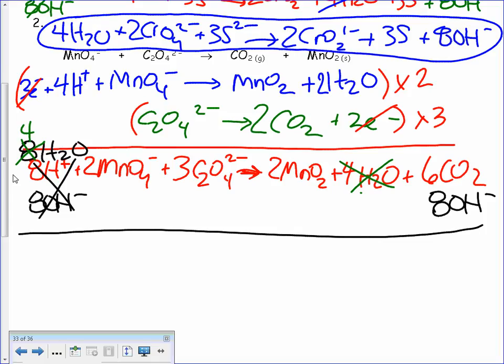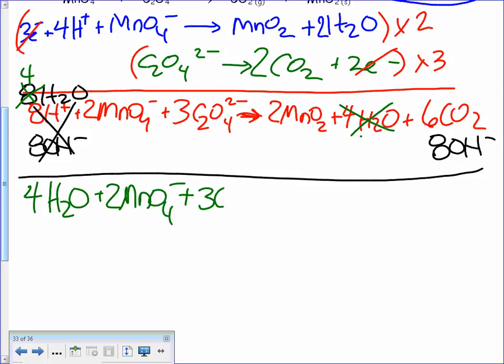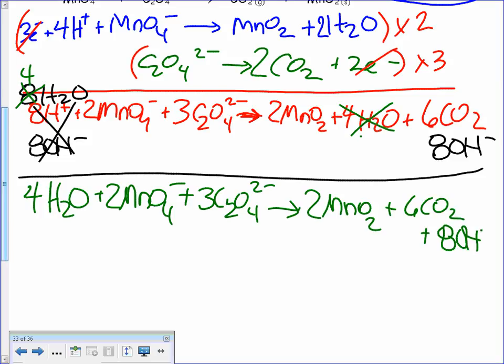I'm just showing you my thoughts, okay? You can write down less than me as long as you can do it correctly. If you can't do it correctly, it's cool, waste paper, get it done. So we have 4 waters left, 2 permanganates. I literally have to write this out. I'm not good with keeping this stuff in my head, so I have to write it. 2 manganese dioxides, 6 carbon dioxides, and this remaining 8 OH negatives.